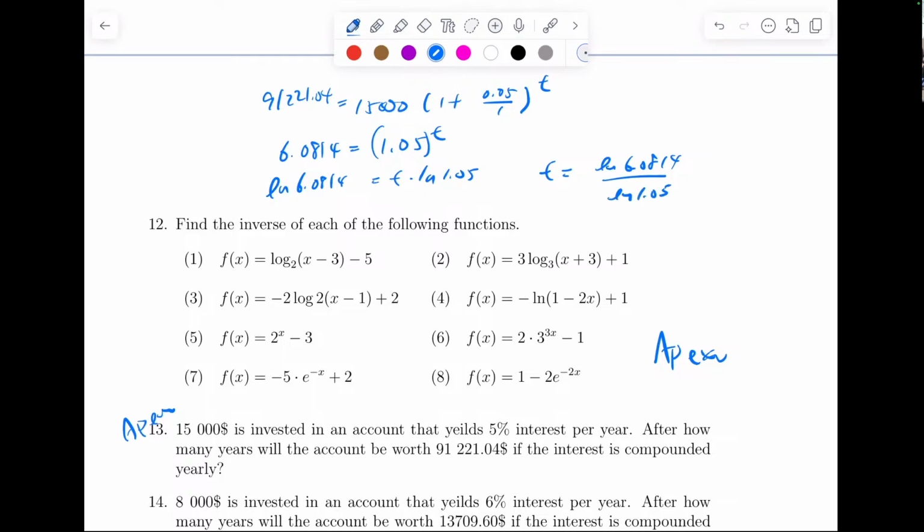Now, if I don't have a calculator, I'll leave the answer like this. So your calculation is going to be ln of 6.0814, in parentheses, divided by ln of 1.05, and that equals 36.9999. It's 37. And that's it.